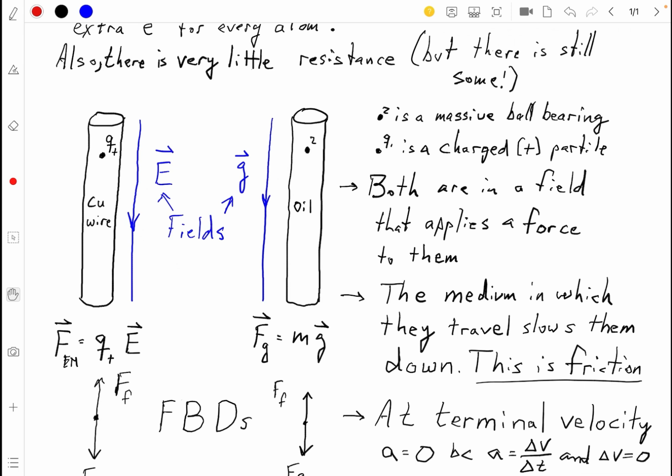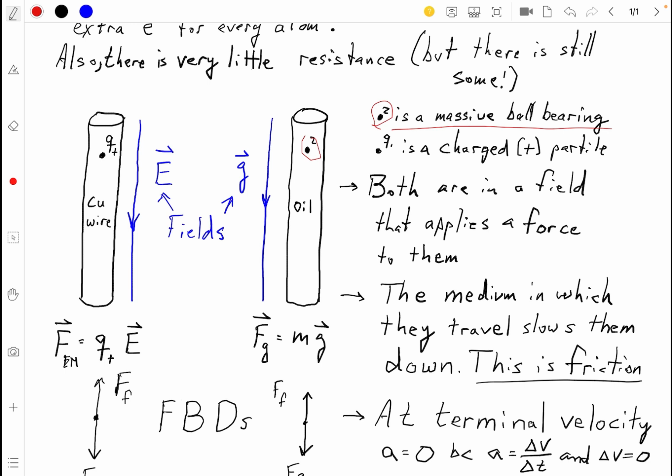Okay, so what do we have? We've got this little guy right here. That's a massive, we'll call it a ball bearing. It just has some mass, and mass times gravity is going to pull that little guy down through the oil.